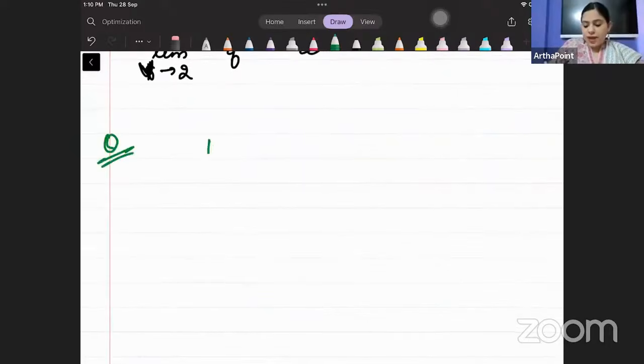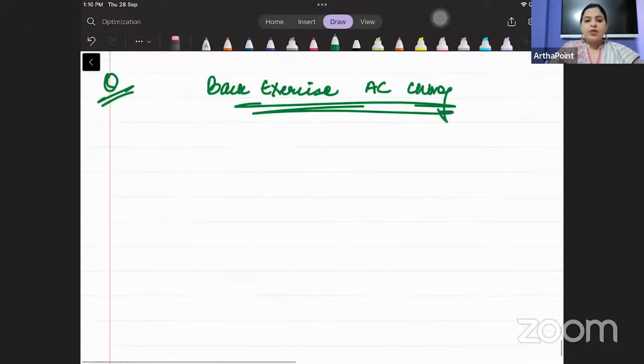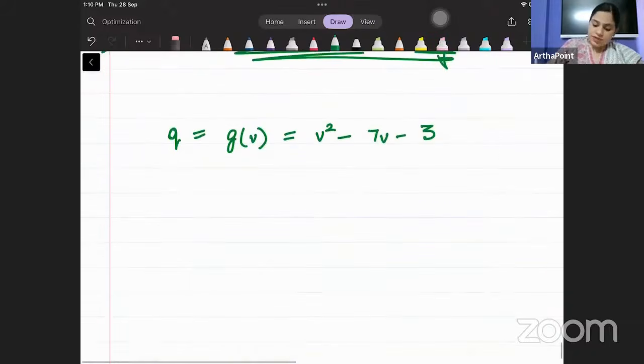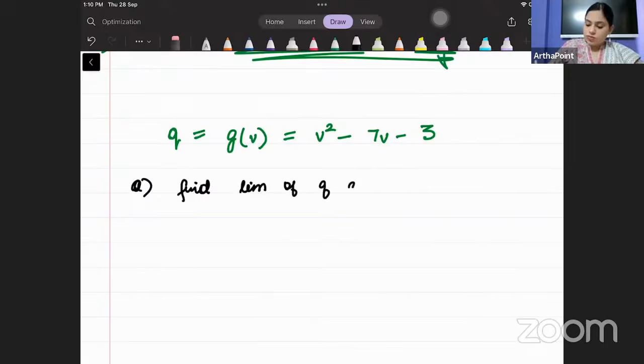So this is from the back exercise of this AC Chiang. Okay. So you are given that Q is equal to GV, and this is defined as V square minus 7V minus 3. Kya questions hai beta? Part A. Find limit of Q as V tends to N.